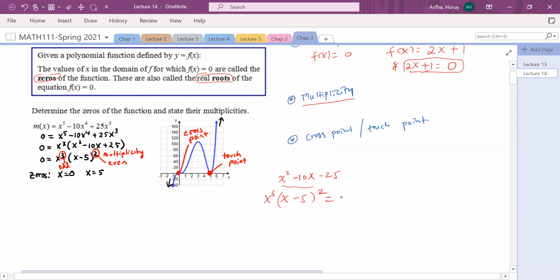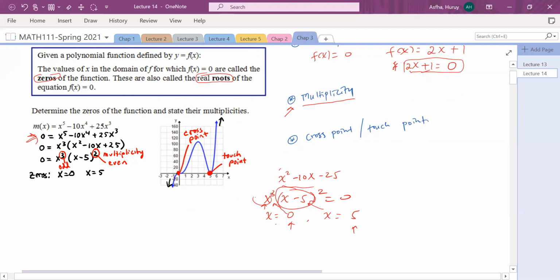So if we are asked to solve this, then we have x equals 0 or x equals 5. These are the two values that make this whole thing 0. Therefore, these two numbers are zeros of the function or real roots of this equation. Next, what is the multiplicity of these two zeros? The 0 comes from x cubed and the 5 comes from x minus 5 squared, because these are factors of the polynomial.